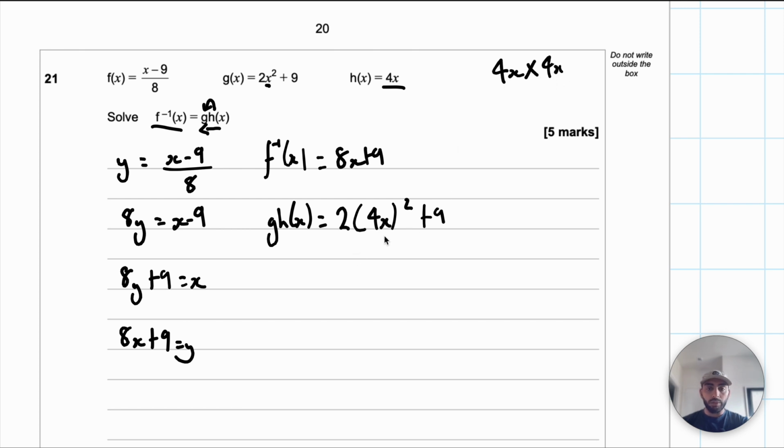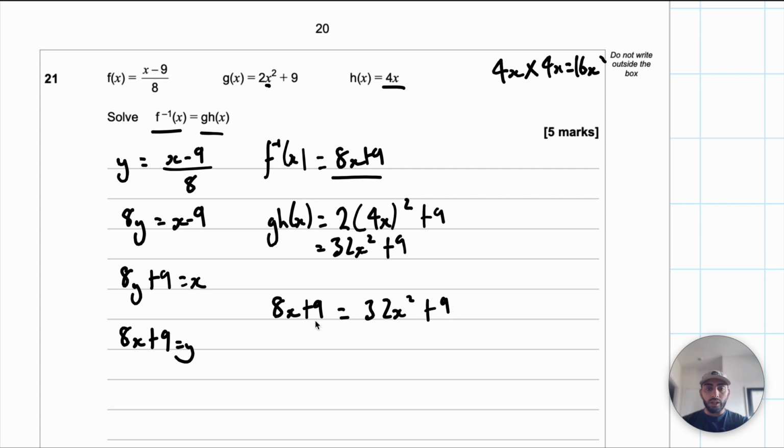Just be careful here. A lot of people will just do 4x squared. 4 times 4 is 16, and x times x is x squared. So we've got 16x squared multiplied by 2, which is 32x squared plus 9. I know that this one is equal to this one, so let's equate those to each other. 8x plus 9 is equal to 32x squared plus 9. I've got plus 9s on both of them, so I'll cancel those out with each other.